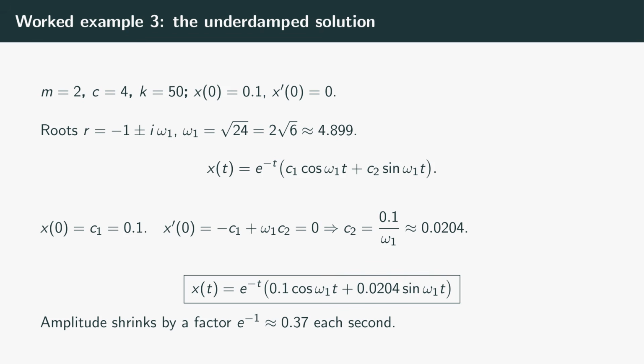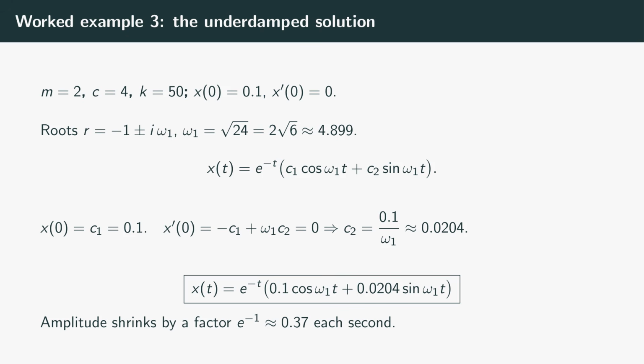For the velocity, differentiate using the product rule. At time 0, the derivative is minus c1 plus omega 1 c2, and that must equal 0, so c2 equals 0.1 over omega 1, about 0.02. So the full motion is e to the minus t, times the quantity 0.1 cosine omega 1t plus 0.02 sine omega 1t.